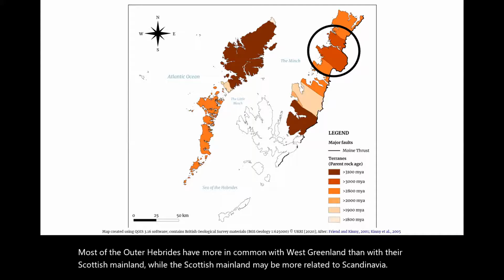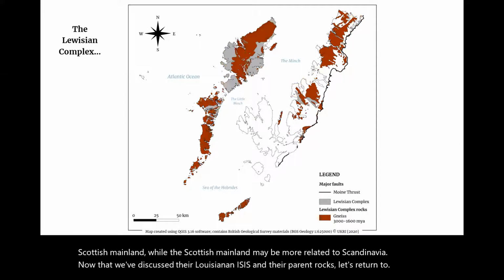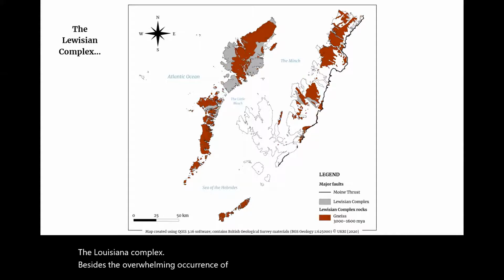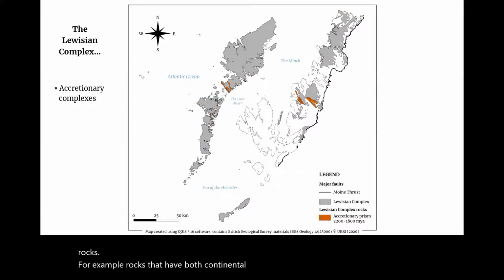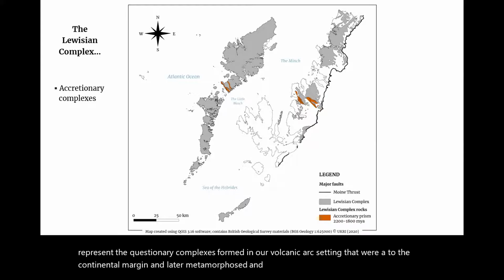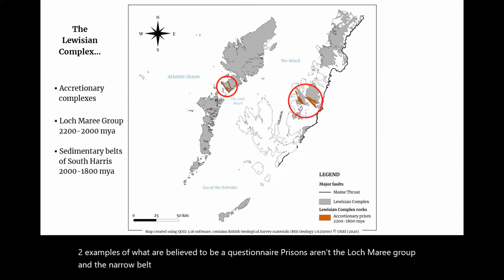Now that we've discussed the Lewisian gneisses and their parent rocks, let's return to the Lewisian complex. Besides the overwhelming occurrence of gneisses, the Lewisian complex is also made of other rocks. For example, rocks that have both continental and oceanic origin and are thought to represent accretionary complexes formed in a volcanic arc setting that were accreted to the continental margin and later metamorphosed and deformed in orogenic events. Two examples of what are believed to be accretionary prisms are the Loch Maree group and the narrow belt of sedimentary rocks of South Harris.